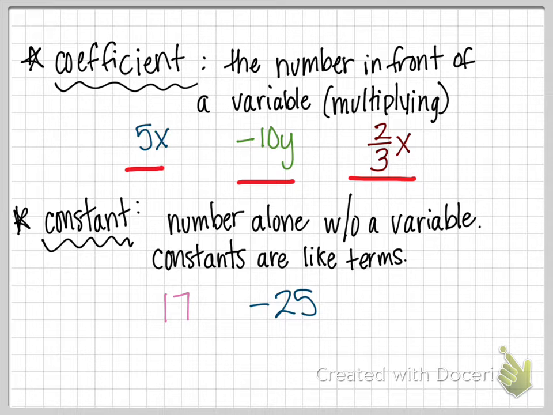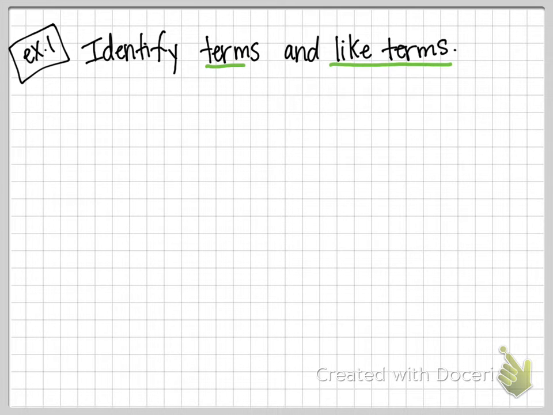Okay. Let's write our first example, and then we'll solve it when we come back. Example 1 is going to ask you to identify the terms. So how many different terms are in the expression? And then it's going to ask us to identify what the like terms are in the expression. Terms and like terms, and this is our example. Once we have that written, we'll go ahead and pause.